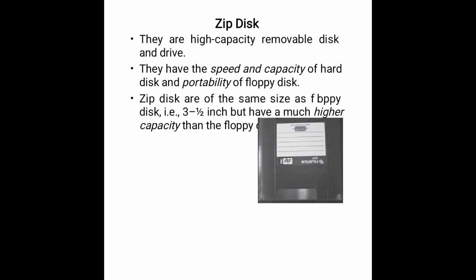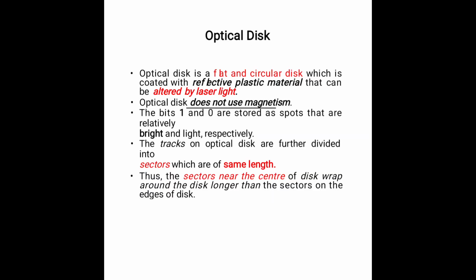This is a zip disk. They are high capacity removable disks. It has the speed and capacity of the hard disk and the portability of the floppy disk. The zip disk is the same size as the floppy disk, that is 3.5 inch, but it has a much higher capacity than the floppy disk.